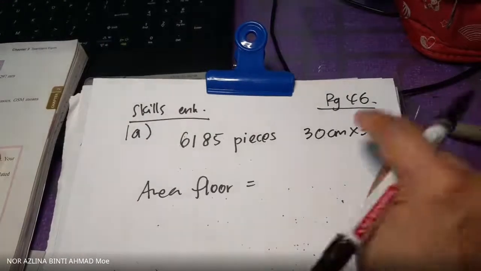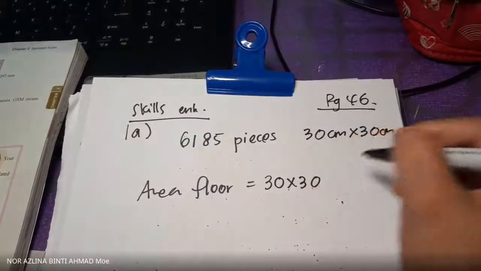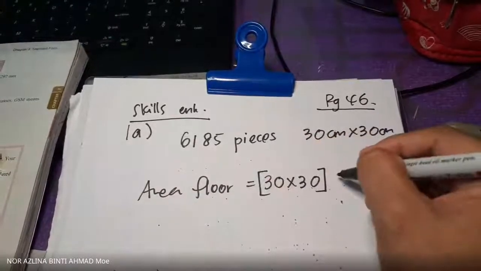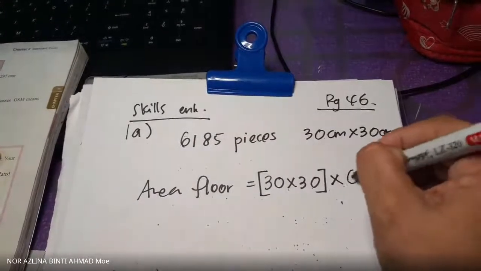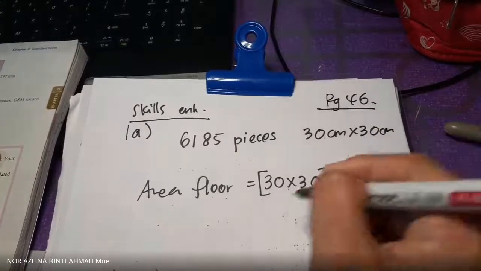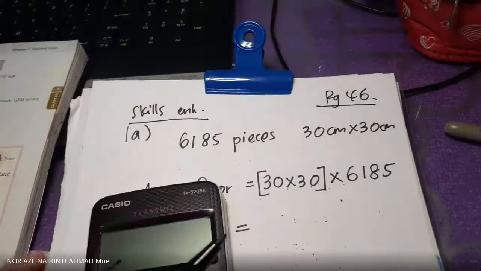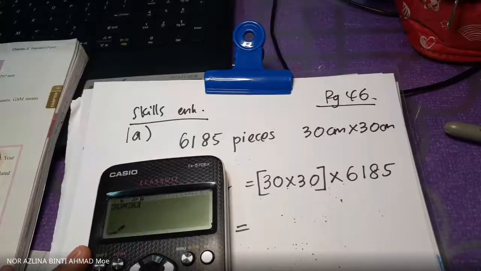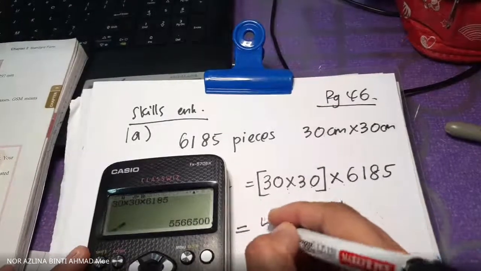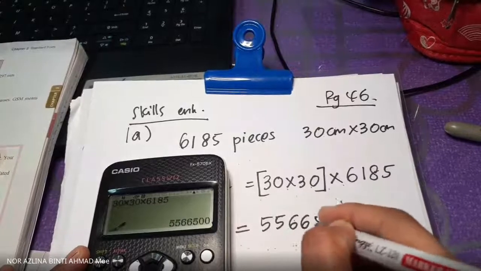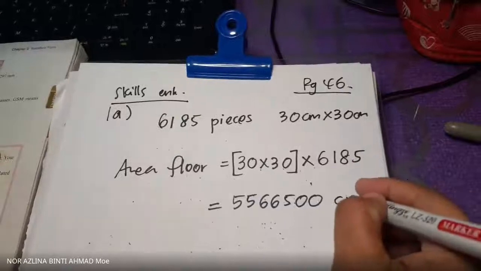So, untuk one tile is 30 times 30. This is for one tile. We want how many pieces of tile? 6,185. Okay. Next, we calculate 30 multiply 30 multiply 6,185. I get 556,650. Okay. This is cm squared.